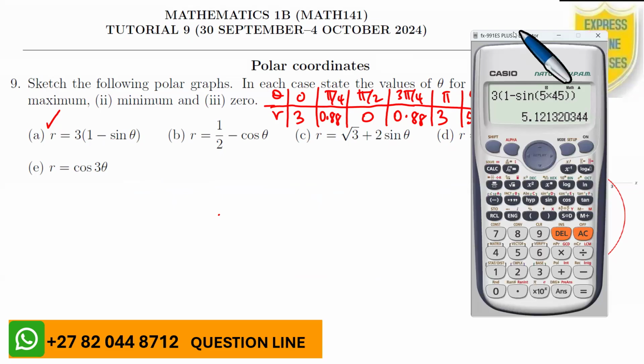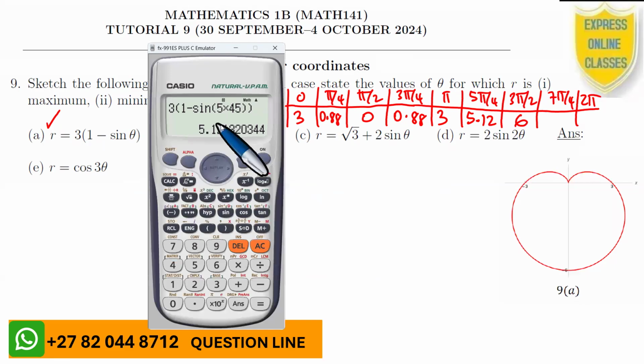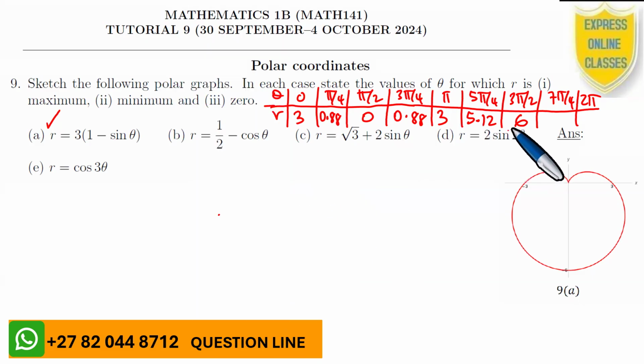7 pi over 4 radians. Right, dealing with 7 pi over 4, what you're going to have is 3 in brackets 1 minus the trigonometric sine of 7 pi over 4, which is 7 times 45 degrees. And that is going to give us exactly 5.12. Okay, now last we look at the 2 pi. The sine of 2 pi is 0, and 1 minus 0 is 1. 3 by 1 is exactly 3.